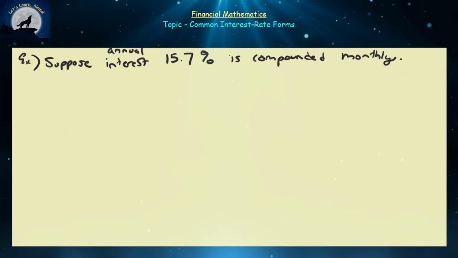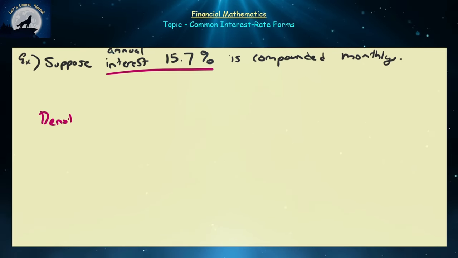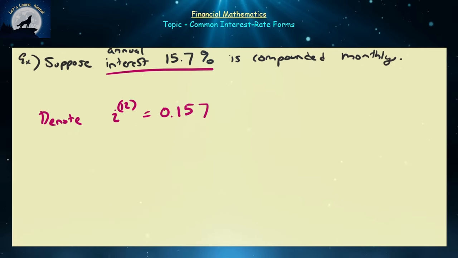Now let us go back to the idea of compounding interest, because we have some interest rates that are usually framed from the perspective of years, and then we're going to truncate them or partition them down into months or days or minutes or instances. So let's assume, for example, that we have an annual interest rate of 15.7%, and we're going to be compounding this interest rate monthly. So the notation that we're going to be using for this 15.7%, because 15.7% isn't actually the interest rate that we're going to be using directly in calculations, it's 15.7% divided by 12. So we're going to denote i to the power of 12 in parentheses to be equal to 0.157.